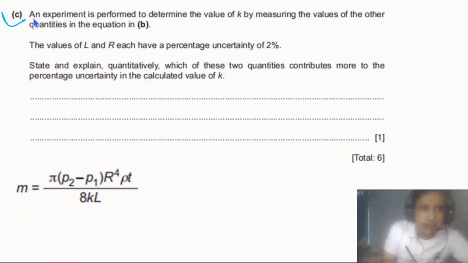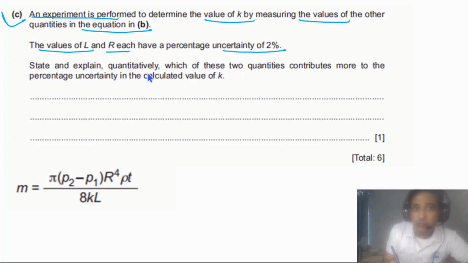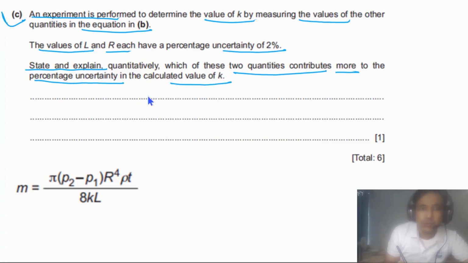Part C says an experiment is performed to determine the value of K by measuring the values of the other quantities in the equation in P. The values of L and R each have a percentage uncertainty of 2%. State and explain quantitatively which of these two quantities contributes more to the percentage uncertainty in the calculated value of K. So we need to determine the percentage uncertainty for K.